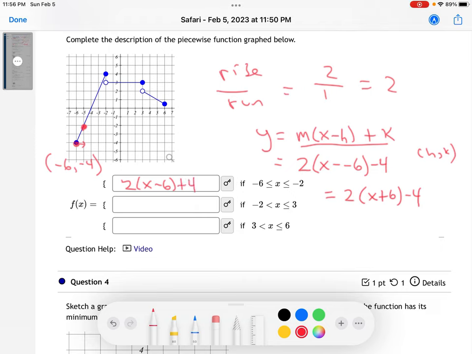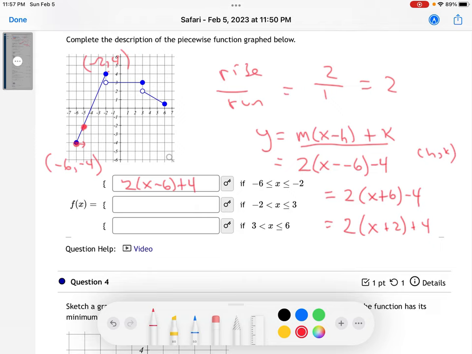We don't have to simplify. Now, could I have used this point right there? Yep, I could. That point is -2 comma 4. So another way of writing this could be 2x plus 2 plus 4. Now, I'm not going to do this, but if you wanted to, you could simplify both of these, and they will turn out to be the exact same equation.